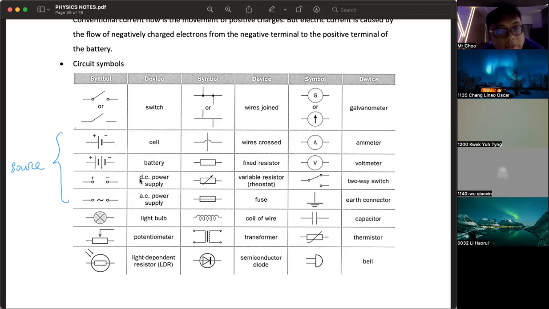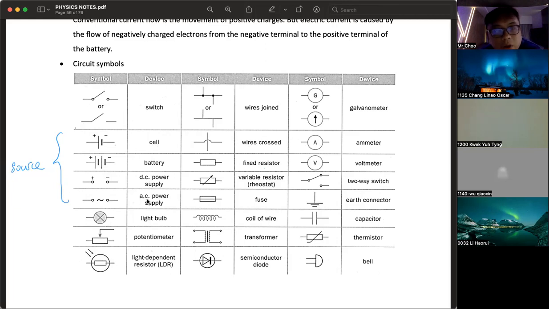So what's the difference between DC and AC? Anybody know? Or anybody wants me to explain the difference between DC and AC? What does DC mean? DC stands for direct current.